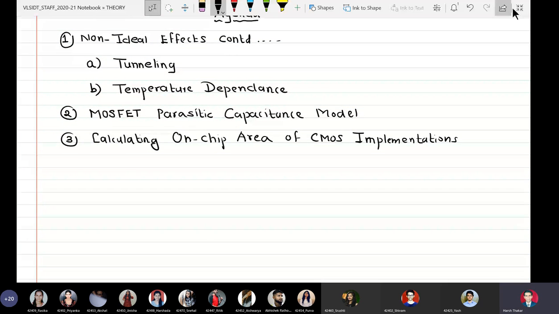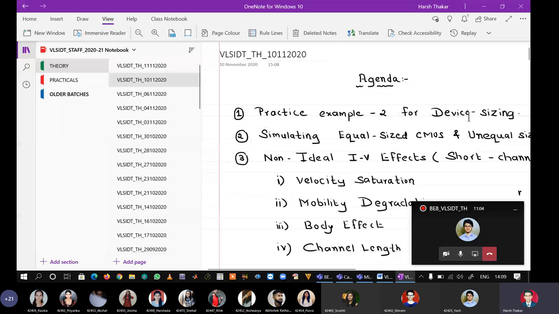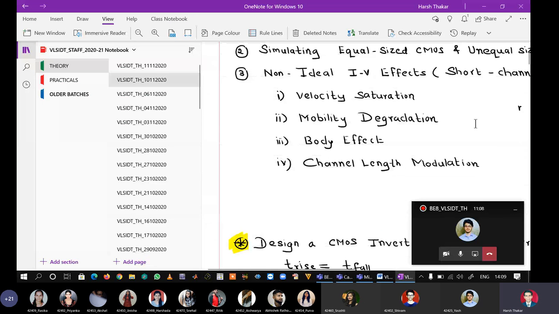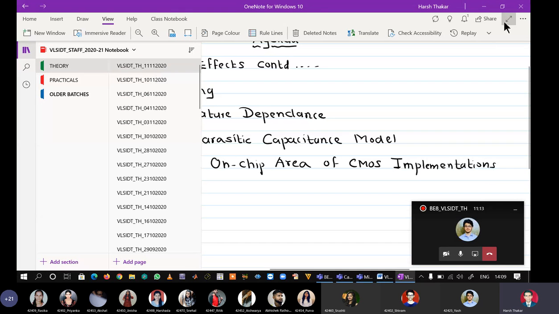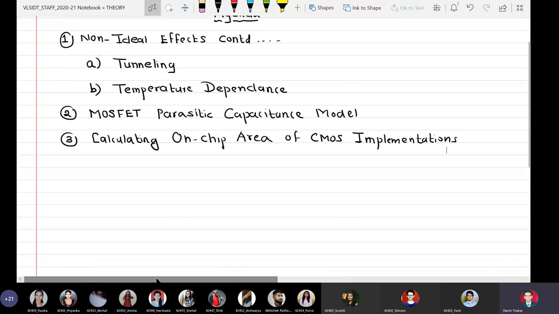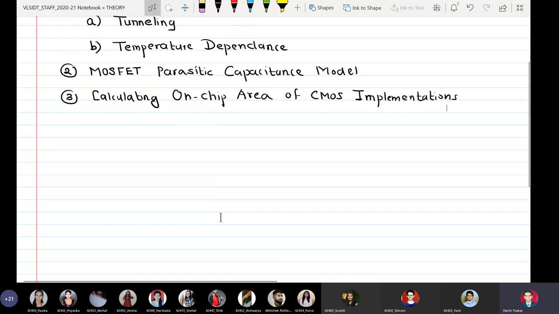So yesterday we discussed these effects, that is velocity saturation, mobility degradation, body effect, channel length modulation, and the remaining two we are going to discuss today. It is tunneling and temperature dependence.